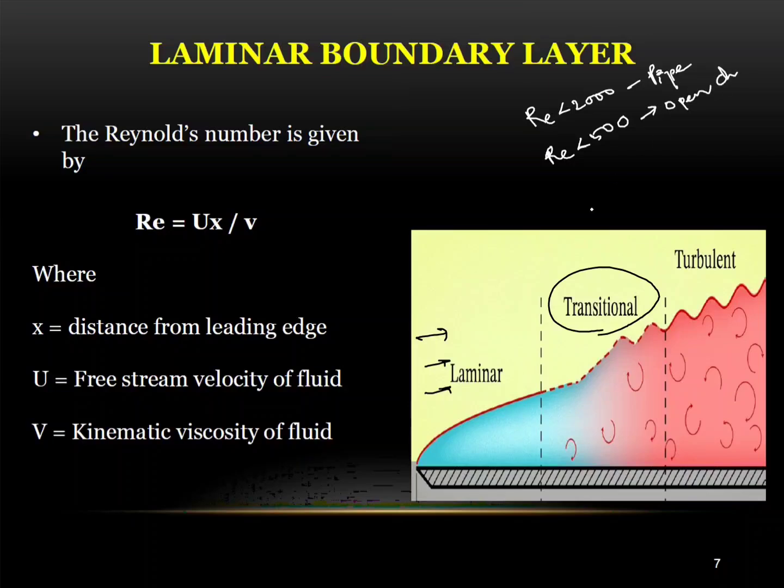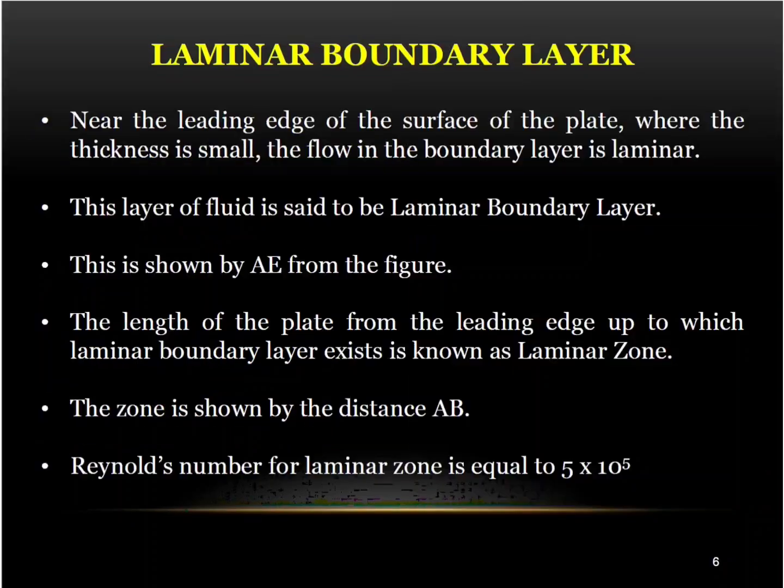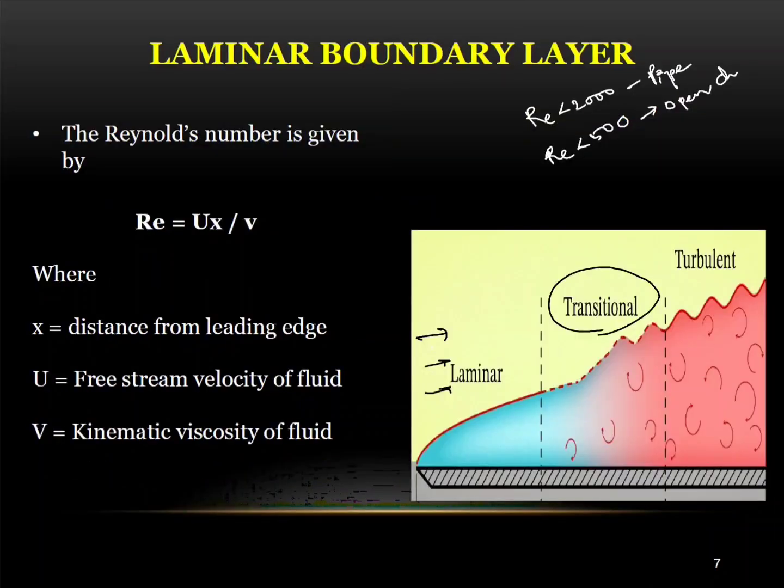Okay, so like this, if you talk about the boundary layer, here our Reynolds number for the boundary layer for a laminar zone will be equal to or less than 5 into 10 power 5. So one has to remember this value, 5 into 10 power 5. So how to calculate that Reynolds number? I told you the boundary layer will be laminar when the Reynolds number is less than or equal to 5 into 10 power 5. Okay, this is fine. But how to calculate the Reynolds number?